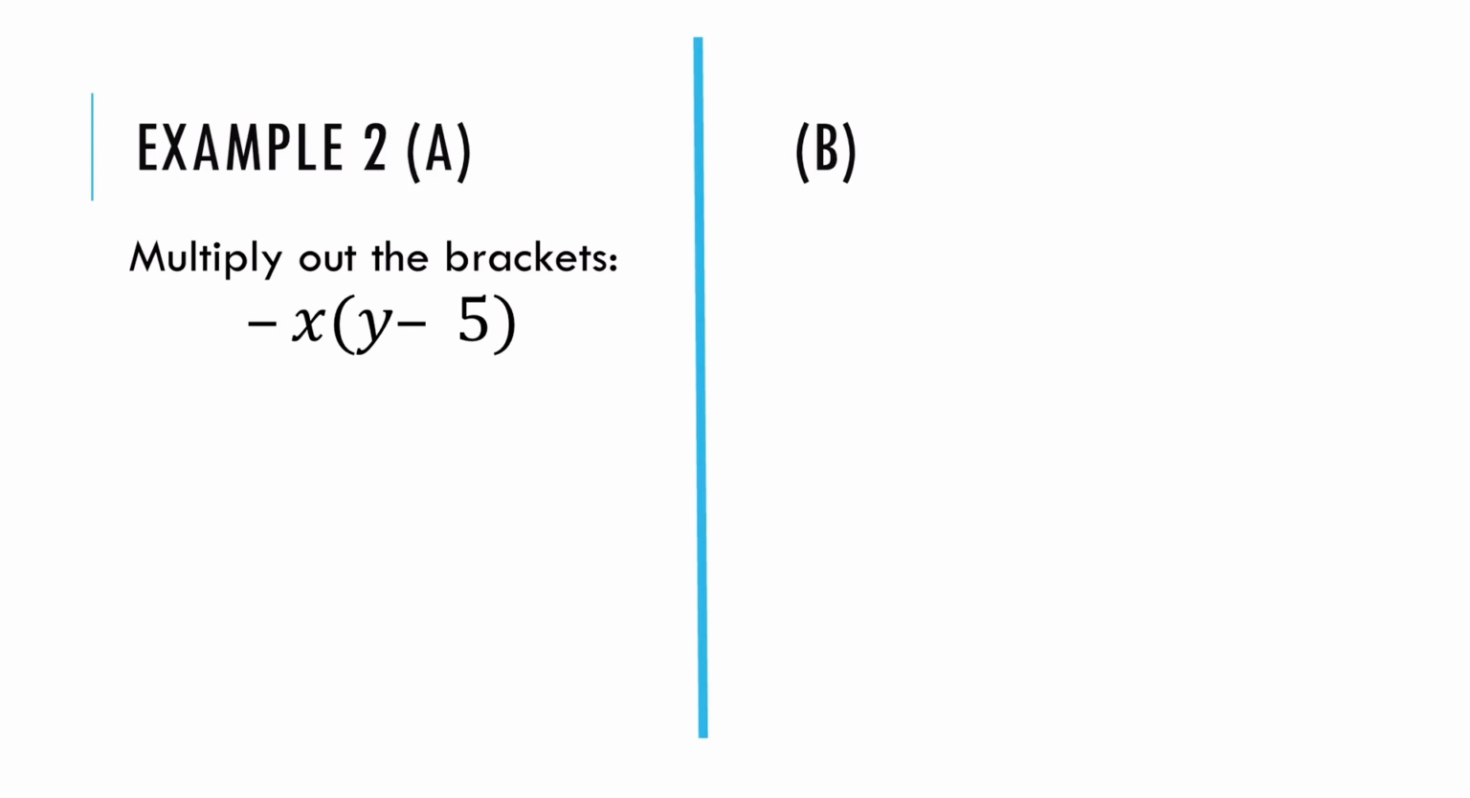In example 2, the only difference here is we have an algebraic term in front of the bracket. A negative times a positive is a negative. X times y, we can only write that as xy. Now here we have a negative times a negative term. Negative times a negative is a positive. X times 5 is 5x.